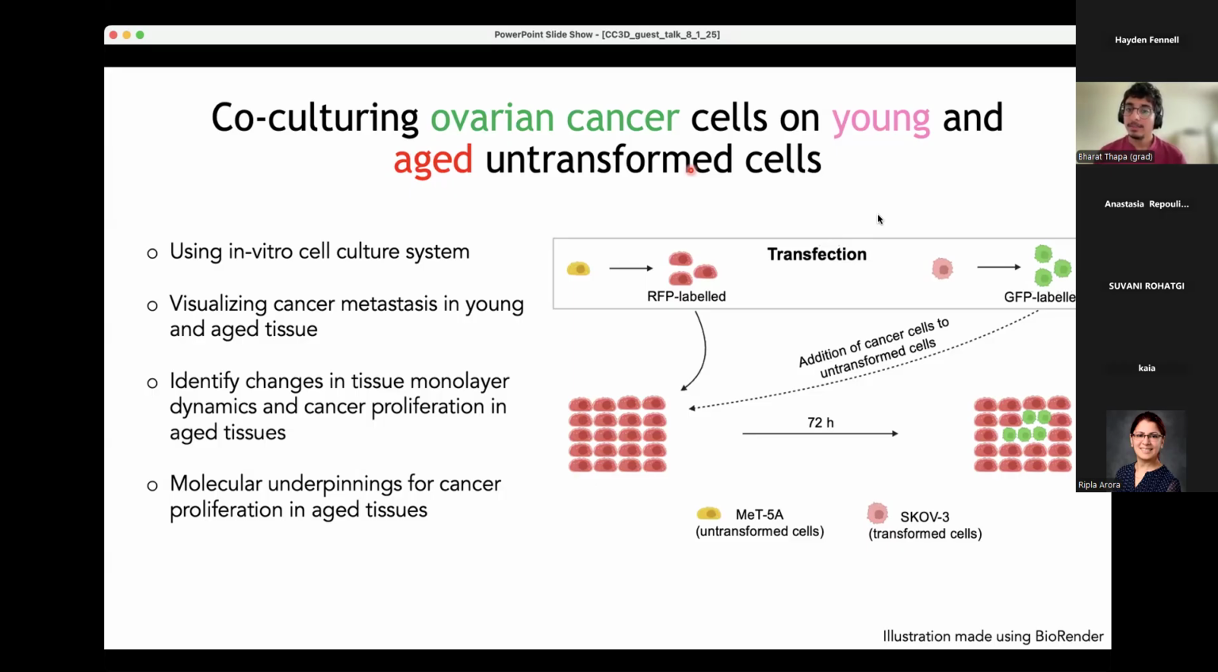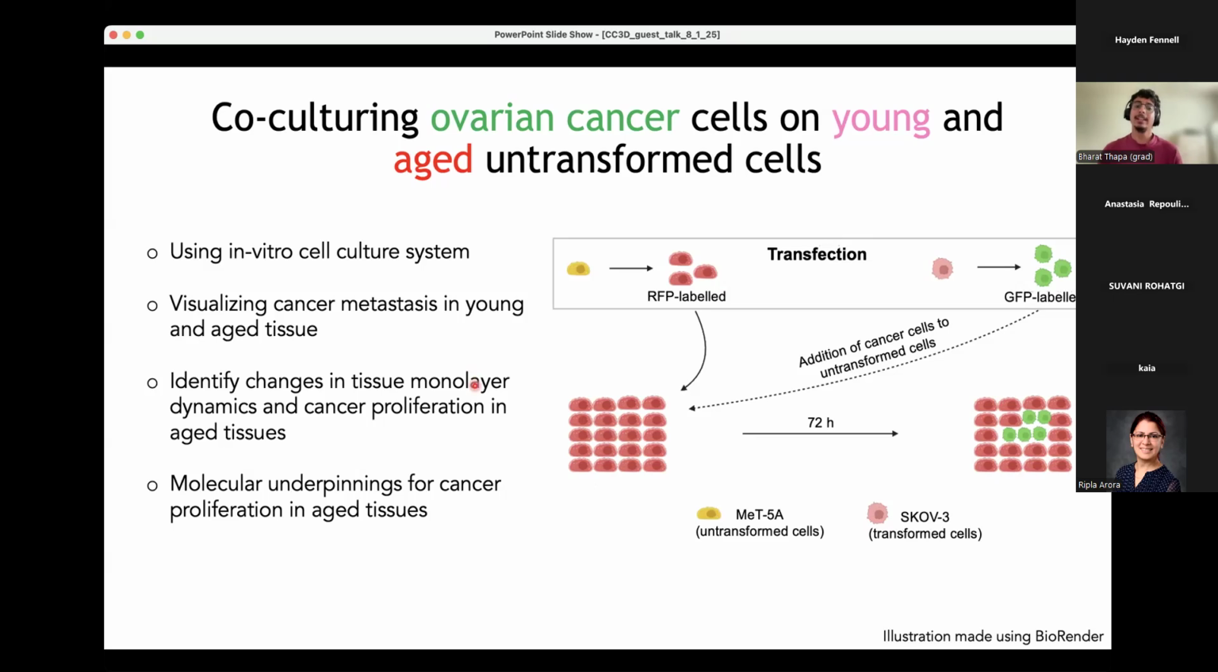Might have missed this, but what does transformed or untransformed mean for these cells? I should have probably simplified that. Transformed here means just cancer. So SKOV3 are malignant cells and MET5A are healthy mesothelial cells, the cells where the cancer migrates to in vivo. So we've taken the primary cells and just used those.